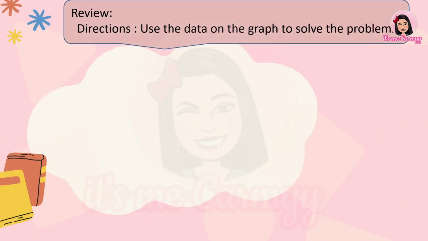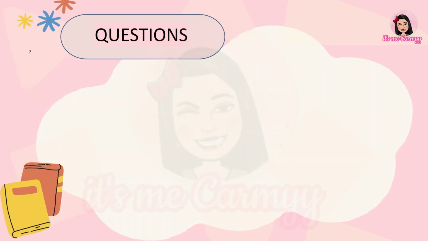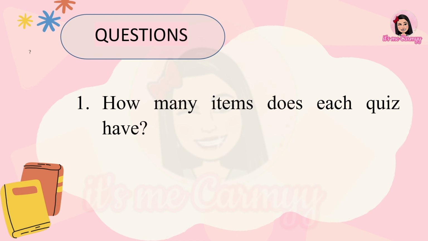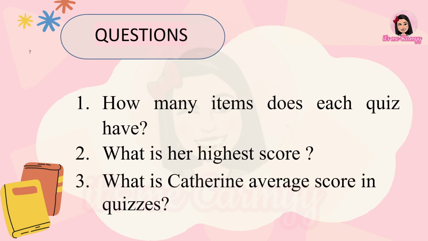Review. Directions. Use the data on the graph to solve the problems. Questions. Number 1. How many items does each quiz have? Number 2. What is her highest score? And lastly, number 3. What is Catherine's average score in quizzes?